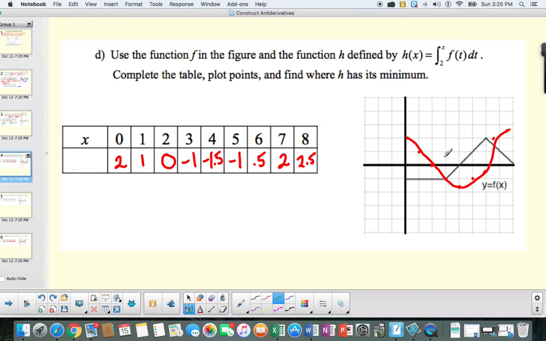Notice that we still have this characteristic of the min being at 4. Okay, the actual min value is different because the curve has shifted.